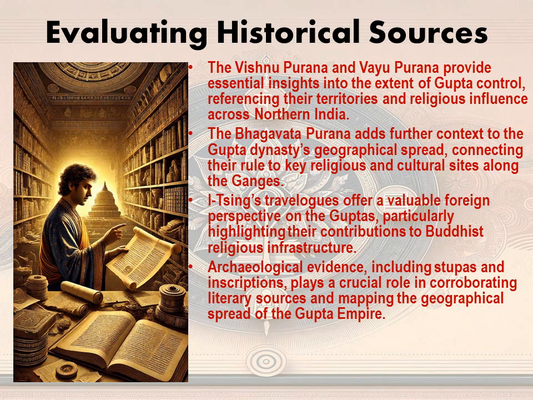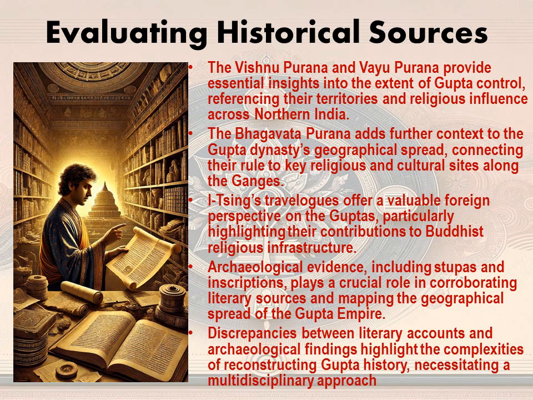Archaeological evidence, including stupas and inscriptions, plays a crucial role in corroborating literary sources and mapping the geographical spread of the Gupta Empire. So, from the archaeological evidence like the stupas and inscriptions and various other artifacts found in different sites, it sometimes corroborates the literary sources of the Gupta period and helps in mapping the geographical spread of the dynasty.